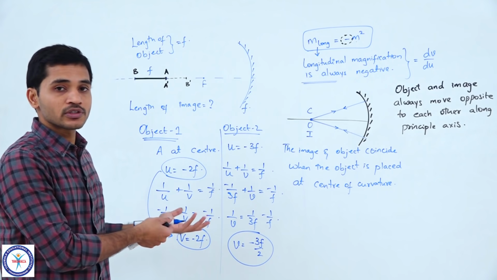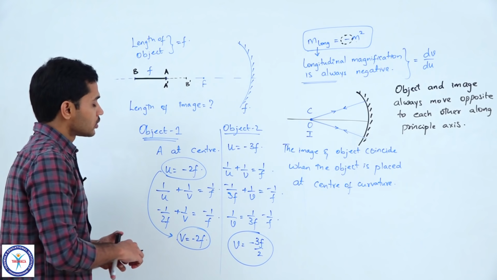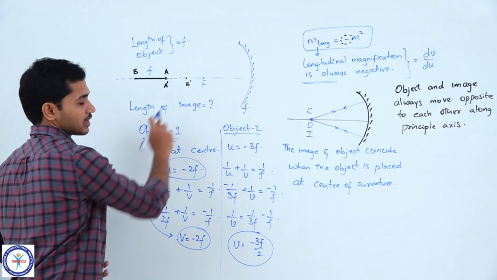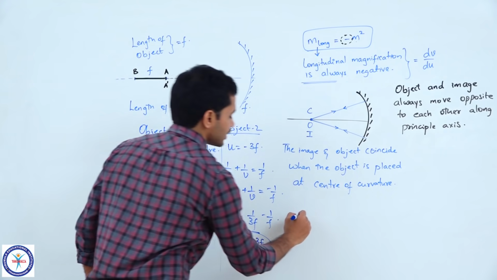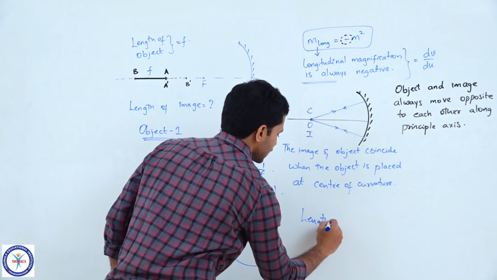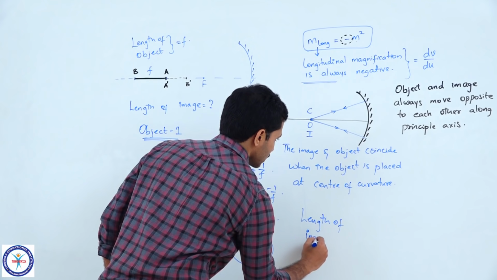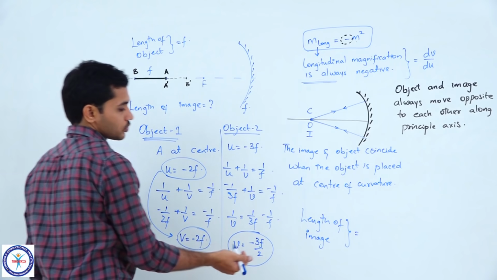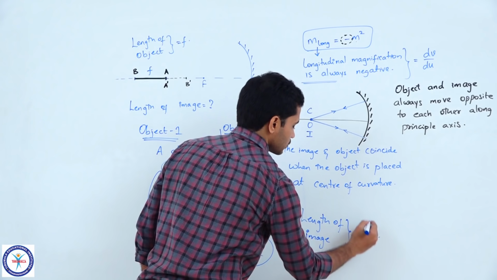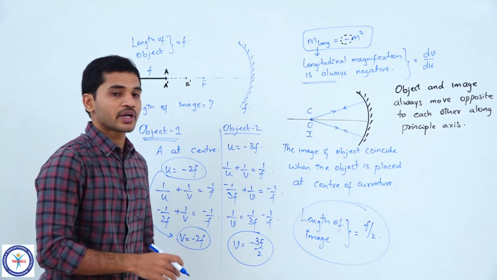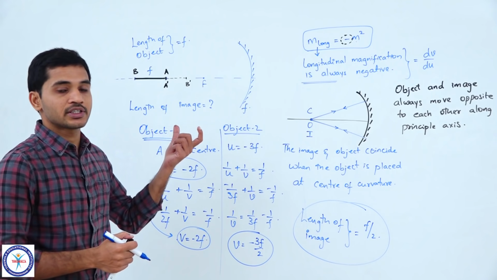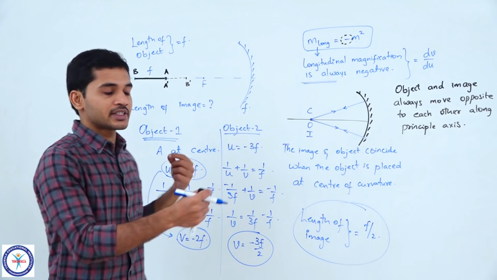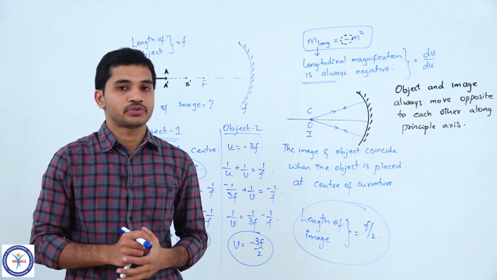We can also find the length of the image which is formed here. So, you can easily say this is minus 2f, this is minus 3f by 2. So, this length, I will write it down here, length of image is equal to the distance between these two, which is f by 2. So, this is the only way you can find out the image for an extended object. Clear? So, for a small object you can directly use that formula. For an extended object, this is the method which we should use.